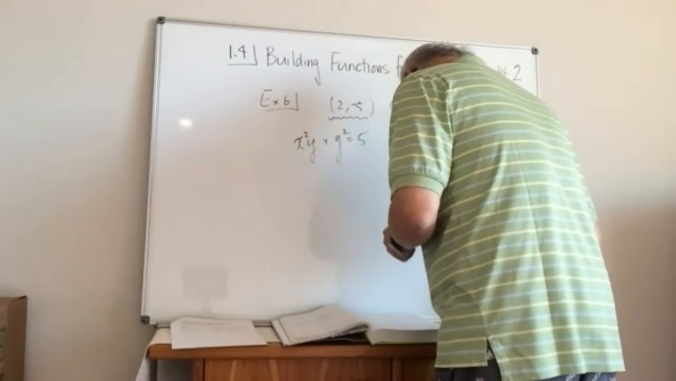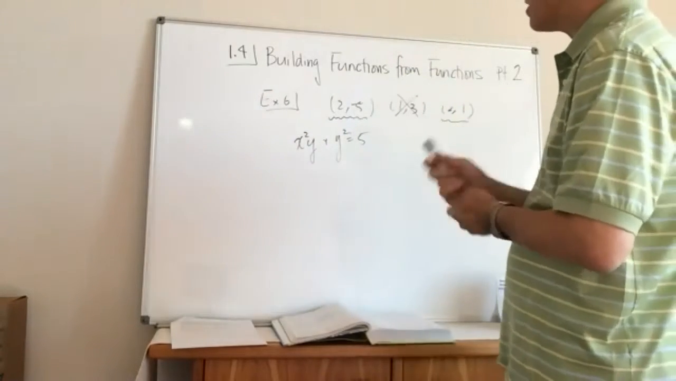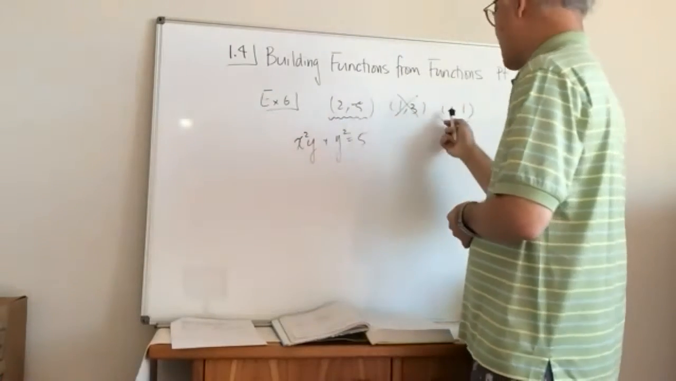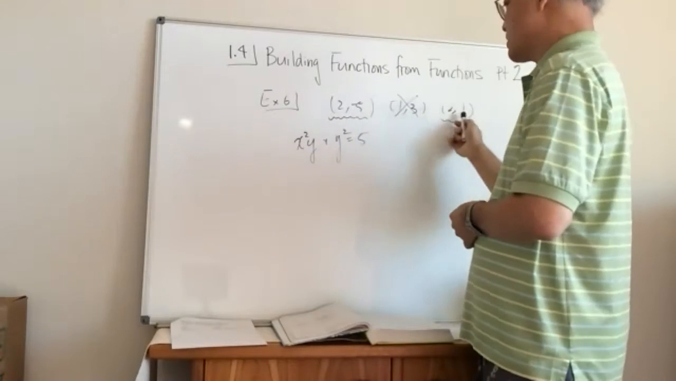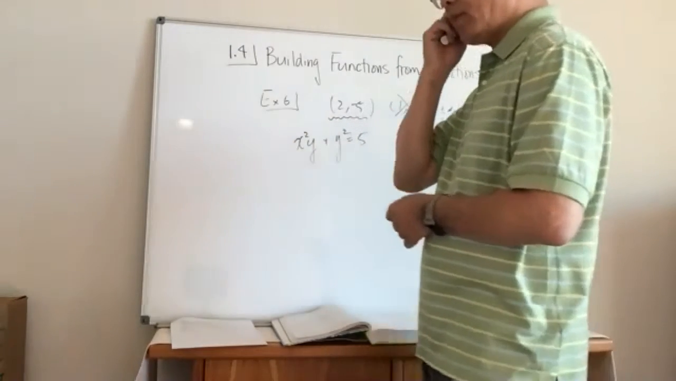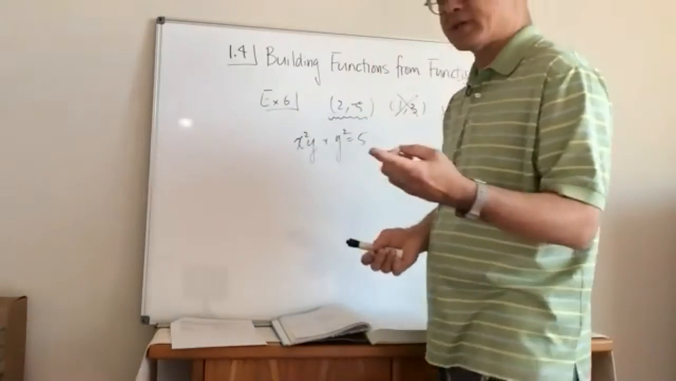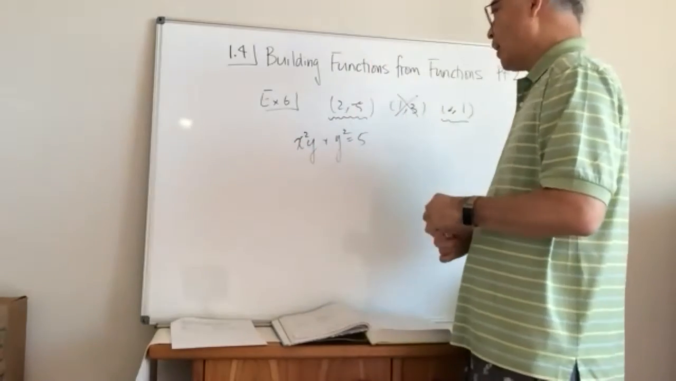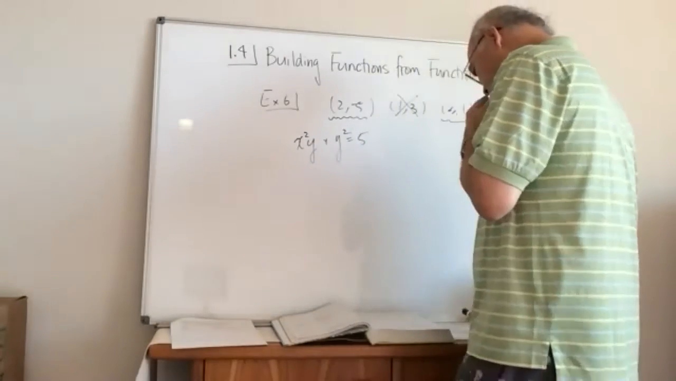Is the relation a function? No, it's not, because for the same x equals 2, I have 2 different y's that work. That's definitely not a function. For every x, you can only have 1 y. So this is not a function, this is a relation.